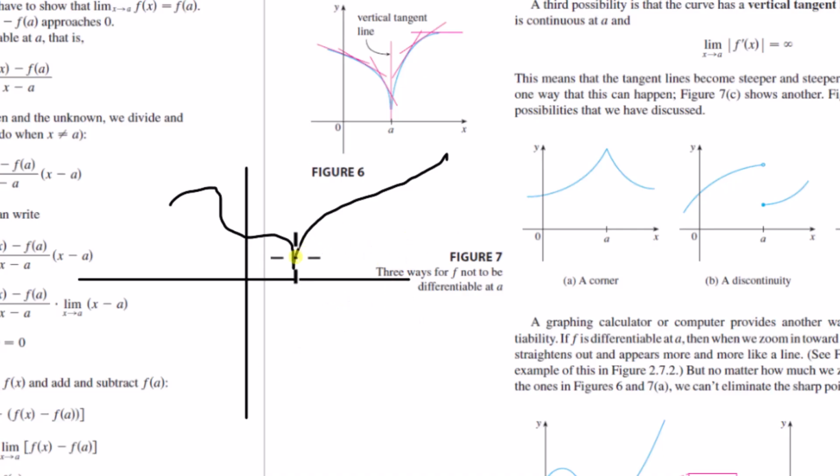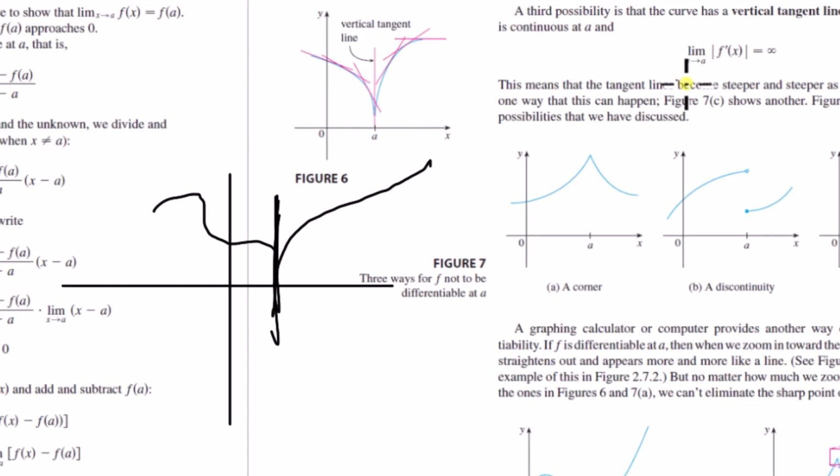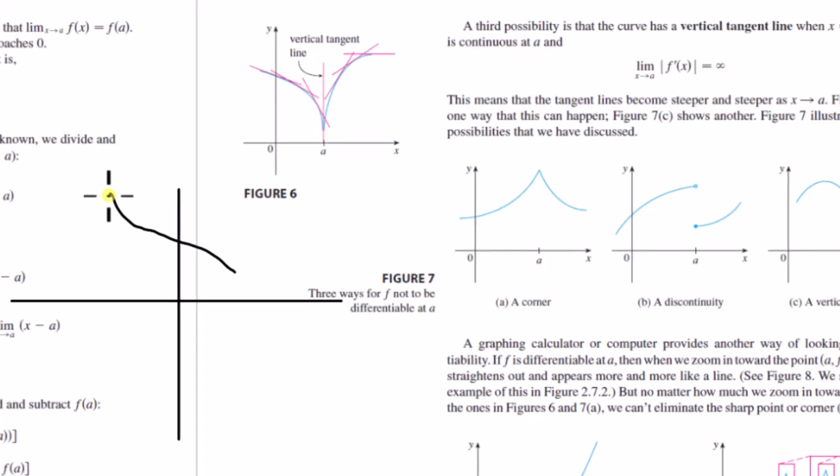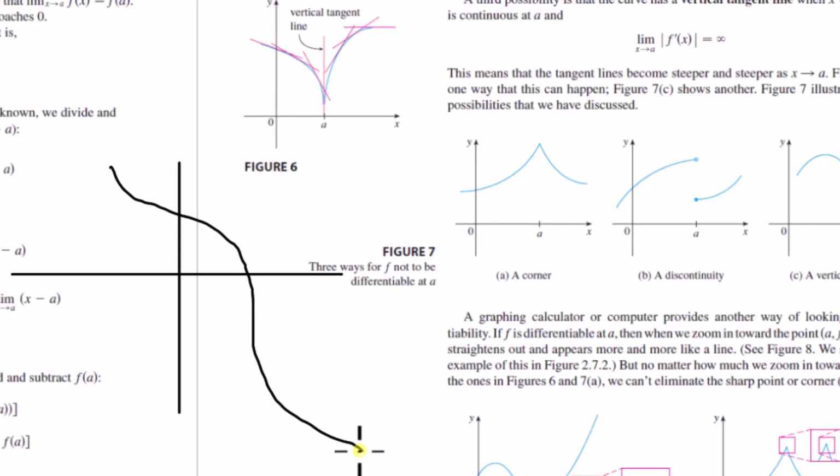And actually, in this case, it would approach positive infinity coming from the left. It would approach a vertical line coming from the right, and then it would approach negative infinity, a negatively sloped vertical line coming from the left. So that's why they have the limit as x approaches a of the absolute value of f prime equal to infinity. But we could think about a true vertical tangent in which the limit from both sides would be the same infinity, if you had something like this.